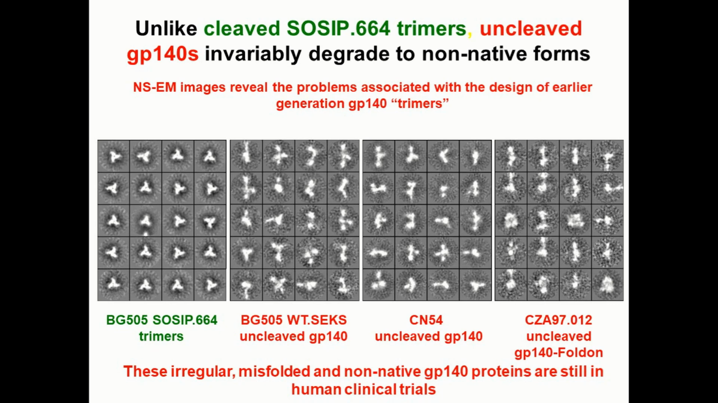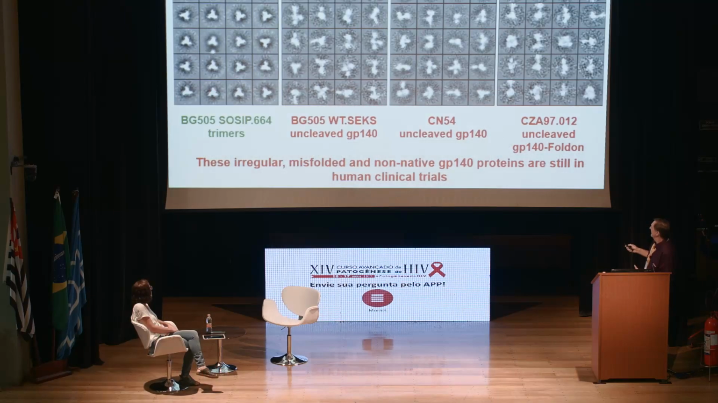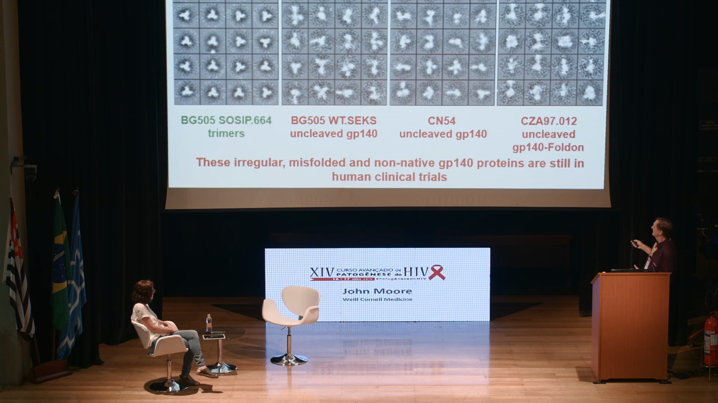So the cleaved trimers, you can take a negative stain electron microscopy, and this is done by Andrew Ward and his group, and you can see that they are regular structures. They look like trimers. But the earlier generations of proteins that were supposed to be trimers, you can see that they're all sorts of weird shapes. They don't look anything like proper trimers. So we call them pseudo-trimers, or trimers in name only.